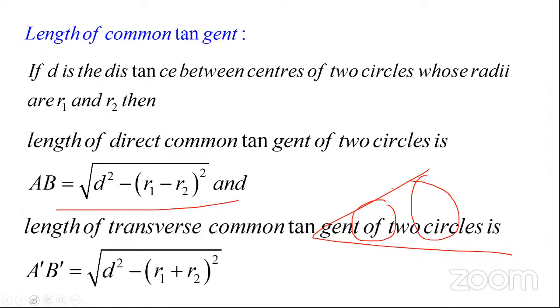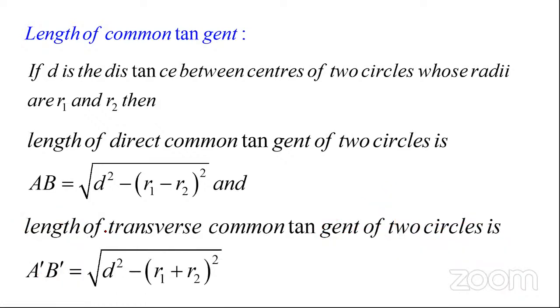Next, the length of the transverse common tangent of two circles, A dash B dash, is under root of D square minus R1 plus R2 whole square. We can use these formulas. This is used for the length of the direct common tangent, and this is used for the length of the transverse common tangent. Okay.